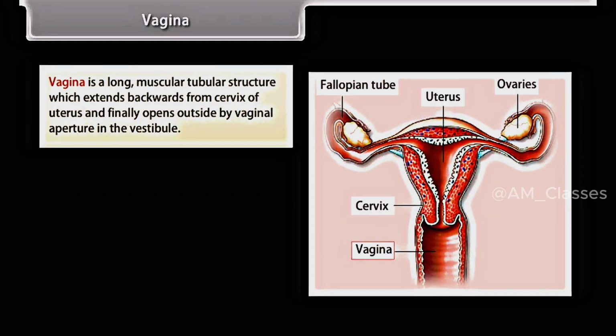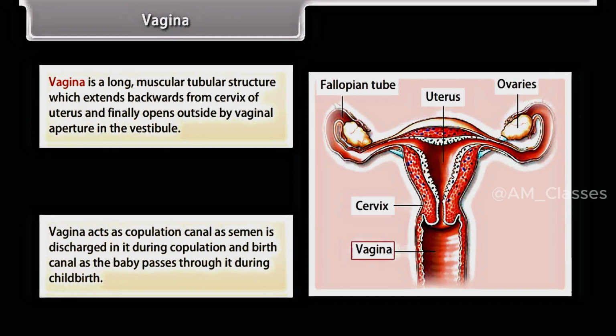Vagina. Vagina is a long muscular tubular structure which extends backwards from cervix of uterus and finally opens outside by vaginal aperture in the vestibule. Vagina acts as copulation canal as semen is discharged in it during copulation and birth canal as the baby passes through it during childbirth.